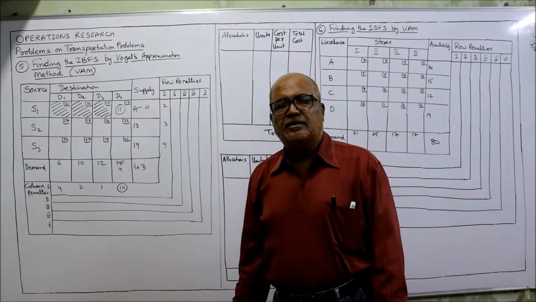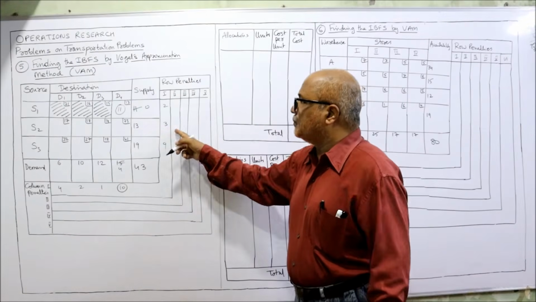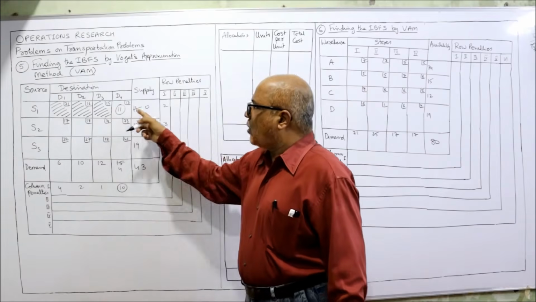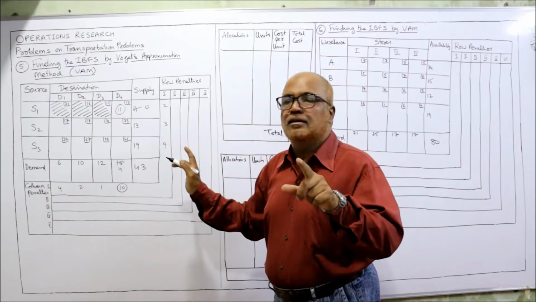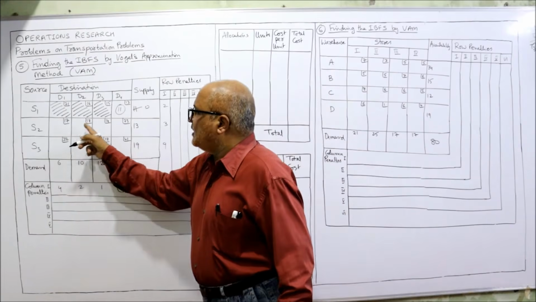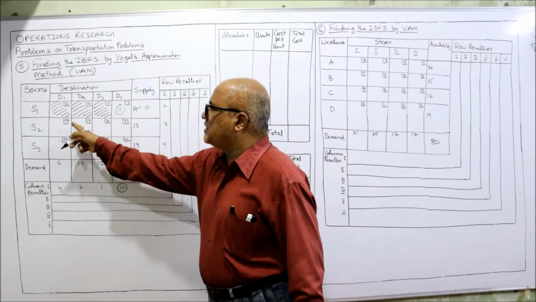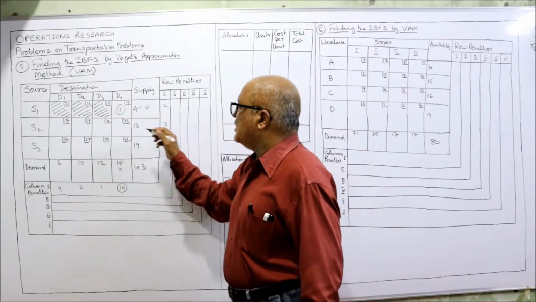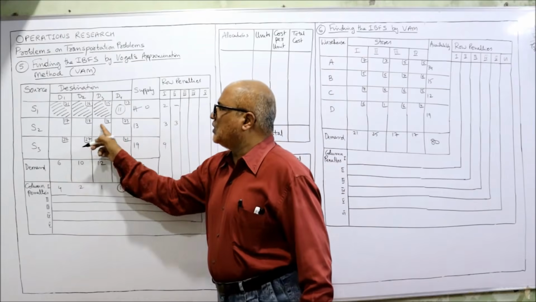First penalty completed. Now I am coming to the second penalty, penalty number 2. Now this row is already blocked, already over, so no need to calculate the penalty. Now second row: 17, 18, 14, 23. Minimum is 14, next minimum is 17. 17 minus 14 is 3.